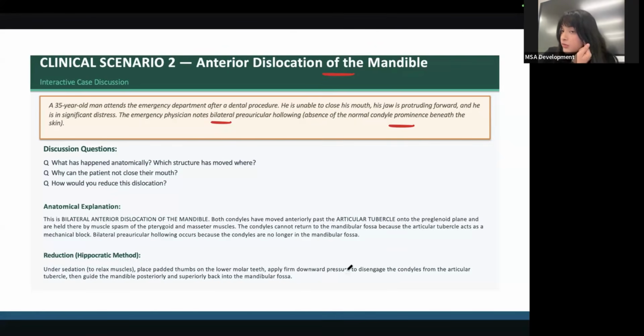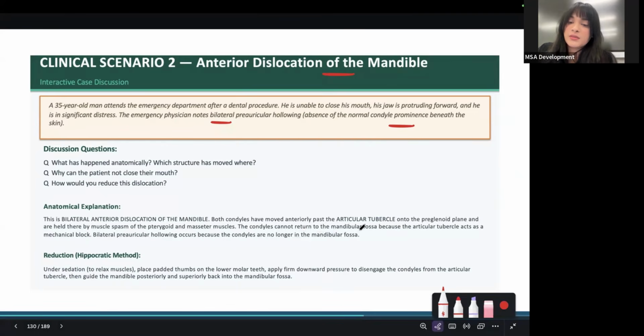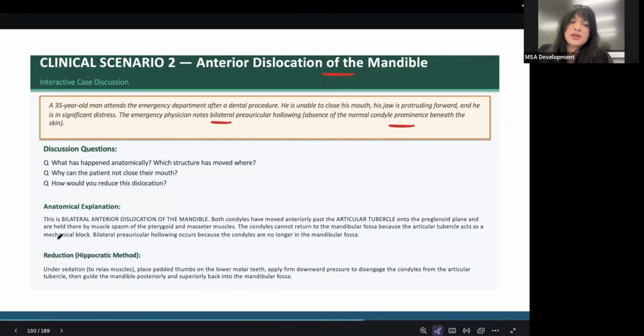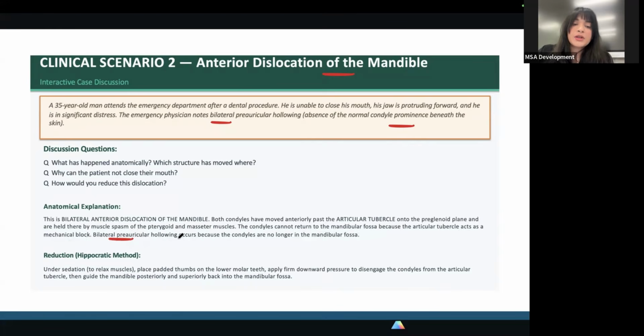So basically, remember how the articular tubercle was where it slides, right? It was translation movement. It translated too far, so it cannot go back now. The condyles cannot return to the mandibular fossa because the articular tubercle acts as a mechanical block. Bilateral preauricular hollowing occurs because the condyles are no longer in the mandibular fossa. So the fossa is empty, so that's why you can feel it hollow.